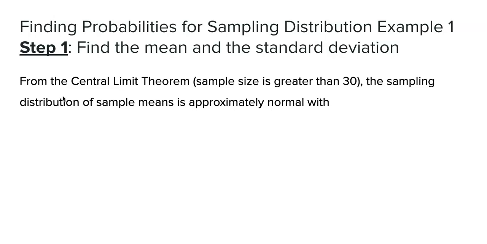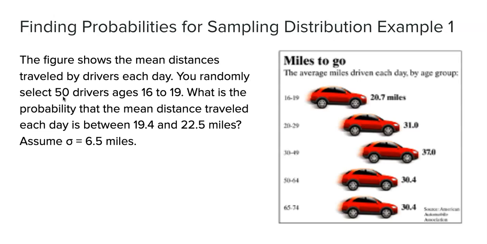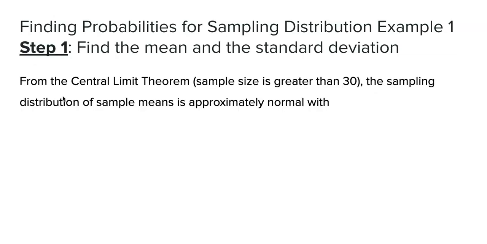First, you're going to need to find the mean and the standard deviation, like how we did in the last 3 examples. So using the central limit theorem, the sample size is greater than 30, right? We selected 50 drivers, so we can use the normal distribution. The sampling distribution of the sample mean is approximately normal.